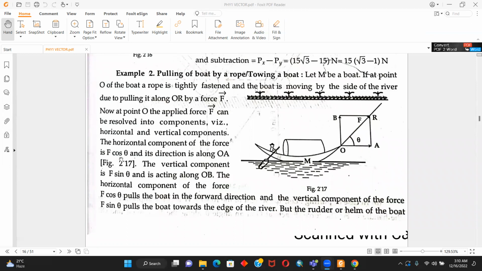Now O is the direction along the horizontal, the horizontal component's direction, and the vertical component is F sine theta, along OB.